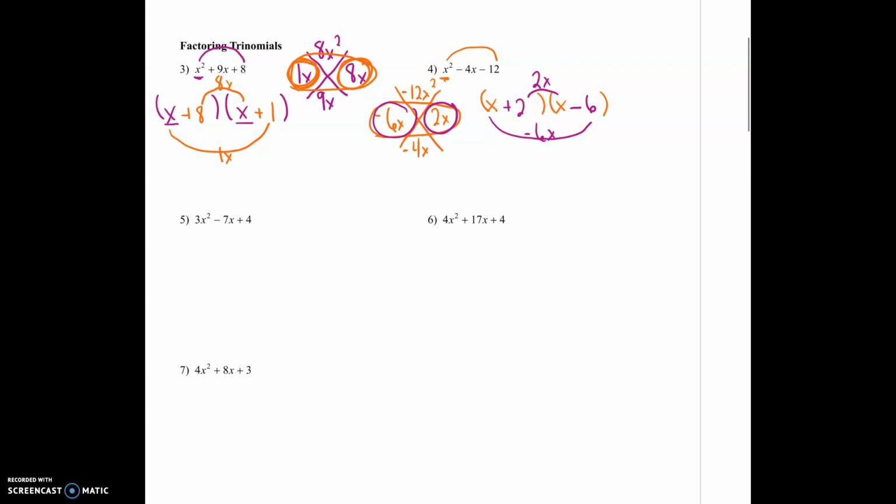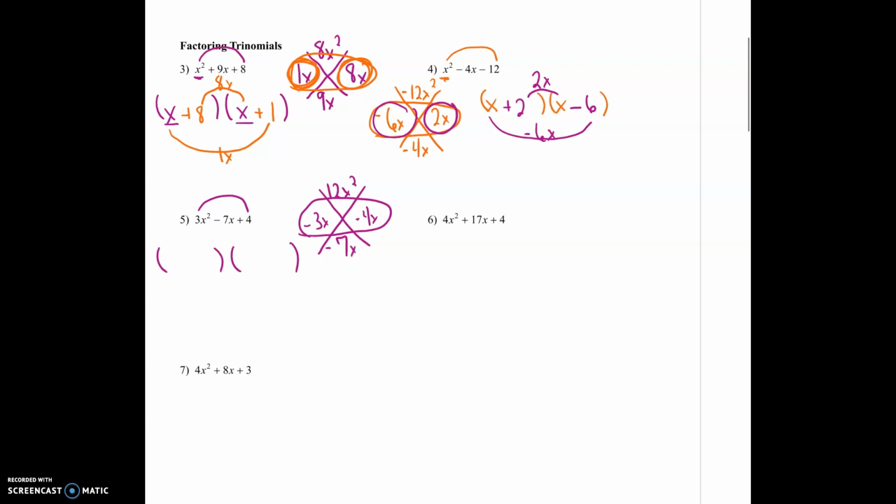So when you have a number in front of your x squared, it can be a little bit more challenging sometimes. This one's still okay. So I need factors of 12x squared that get me to negative 7x. And that's going to be a negative 3x and a negative 4x. And again, these are the two numbers that I'm going to work for. So here are my parentheses to hold my factors.